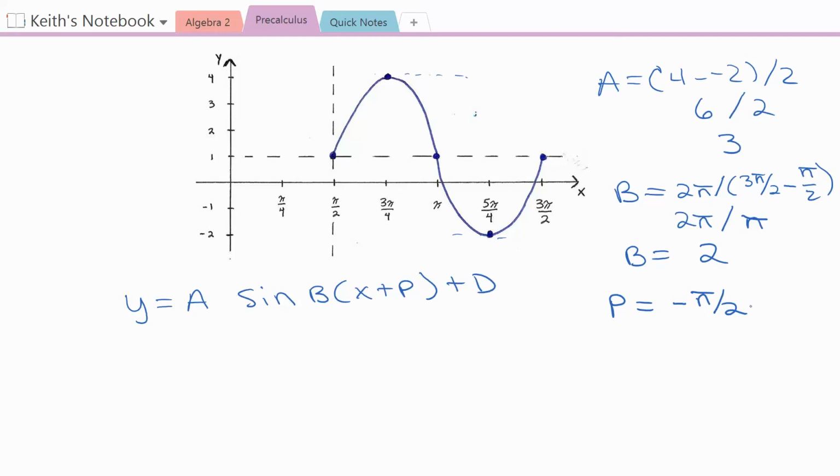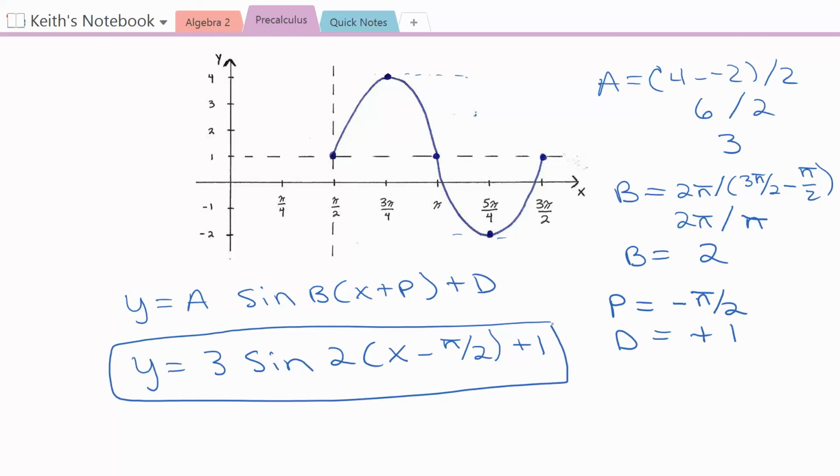Then we're going to have the vertical shift, and notice the dotted line here tells you that these points that were at 0, because normally the sine curve starts at 0, are now at 1, so that means it went up 1. Sine normally starts and goes up and then down, so there's no reflection, so there's no need for a negative sign. So it's going to be y equals 3 sine 2 times x minus pi over 2, plus 1. That is our function for this sine curve.